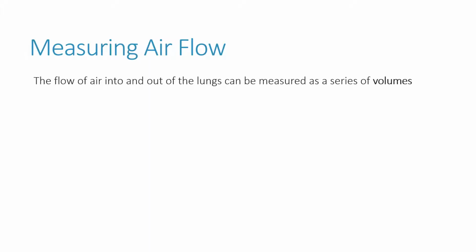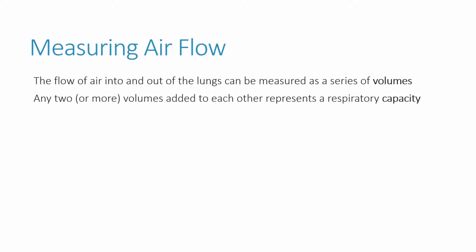The flow of air into and out of the lungs can be measured as a series of volumes. Any two or more of these volumes added to each other represents what's called a respiratory capacity. Volumes and capacities can be analyzed to track certain diseases.